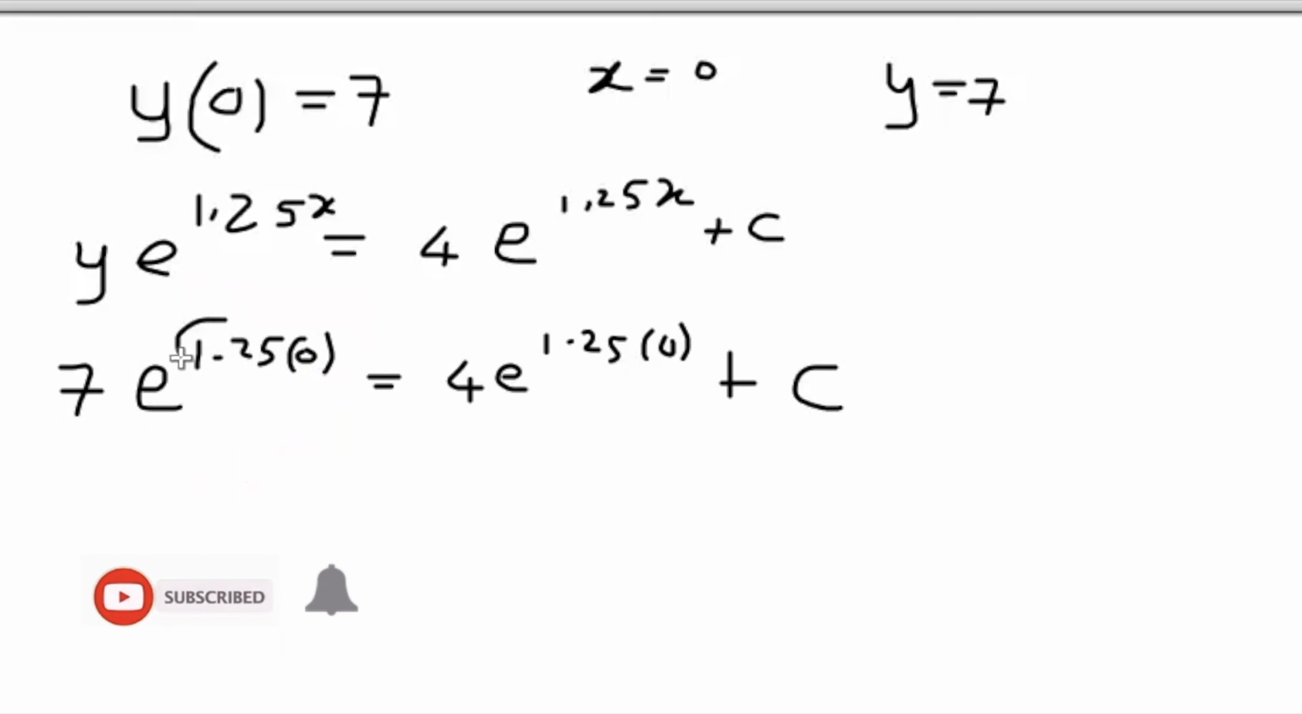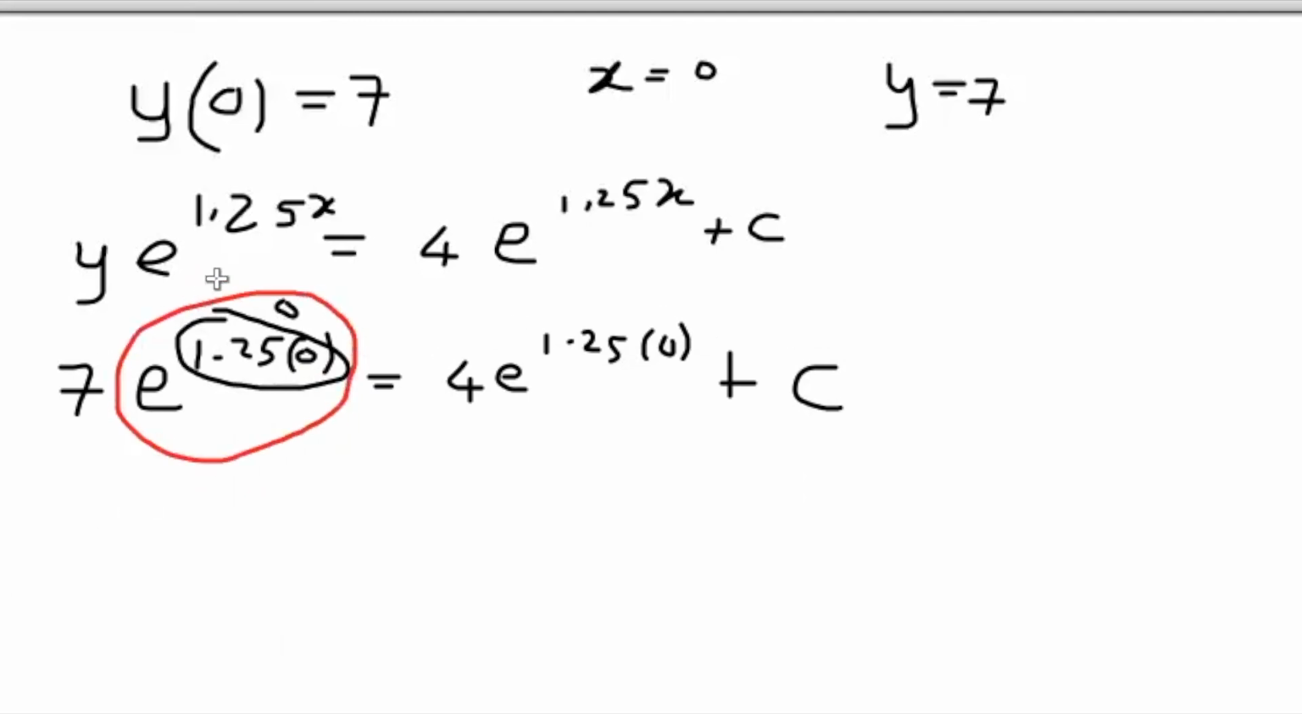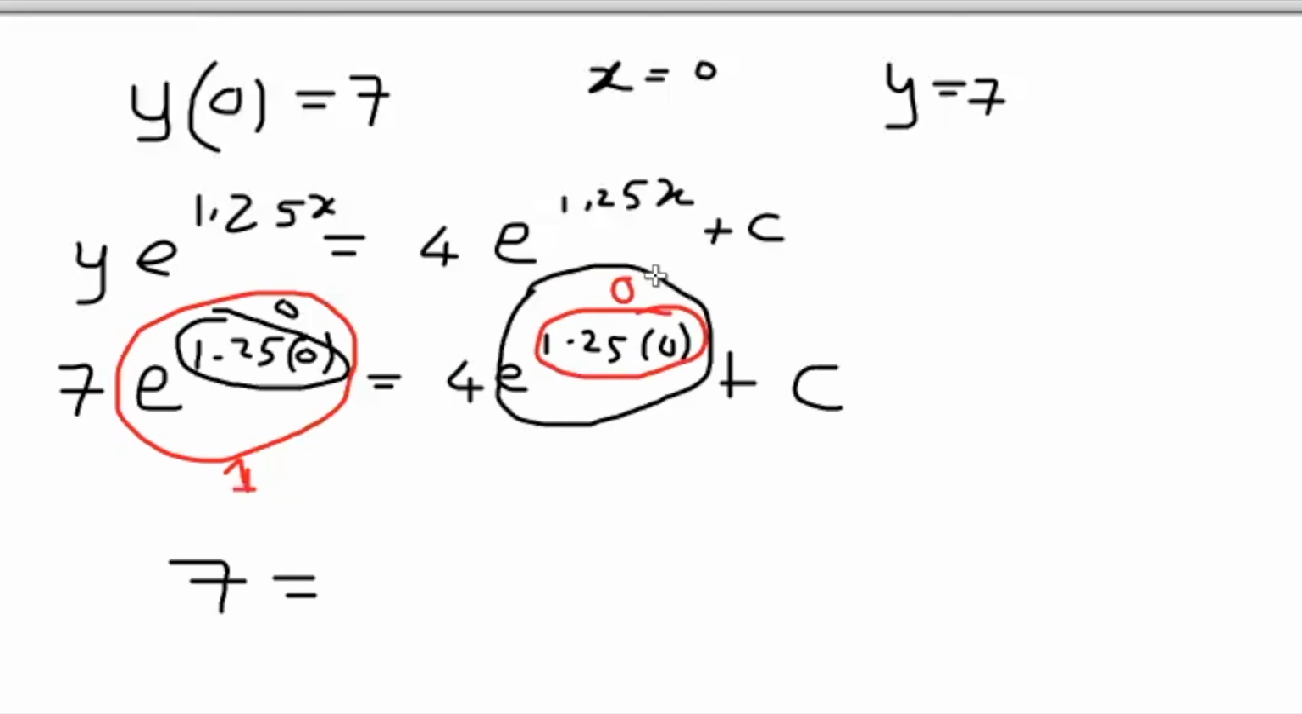Simplifying this, 1.25 times 0, that's 0. Anything raised to the power 0, that's 1. So all of this will be 1. And 1 times 7, that gives us 7. Over the equal sign, once again, multiplying this, 1.25 times 0, that's 0. Then e to the 0, that's 1. So all of this will become 1. And 1 times 4, that gives us 4. So I have my 4 here, plus c.